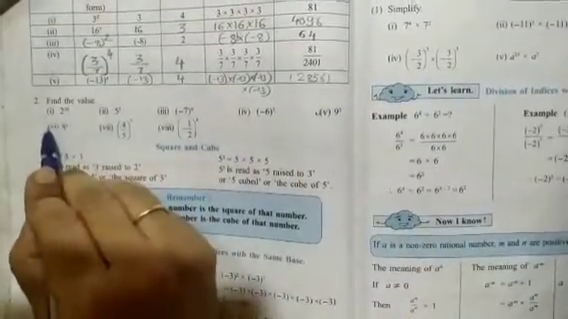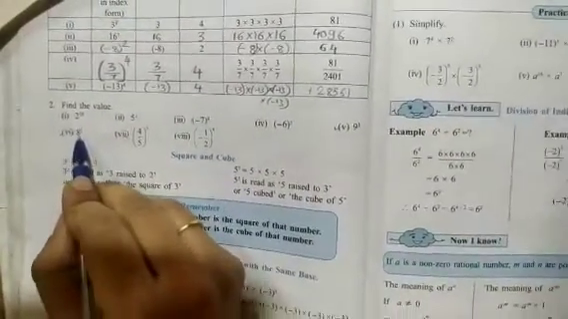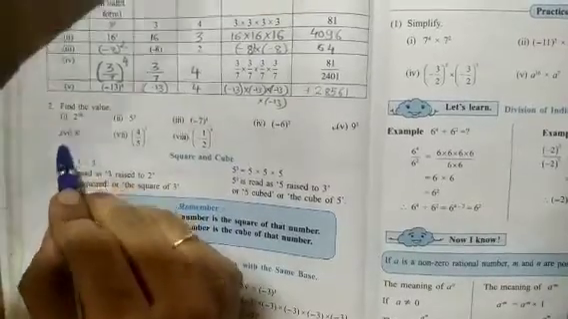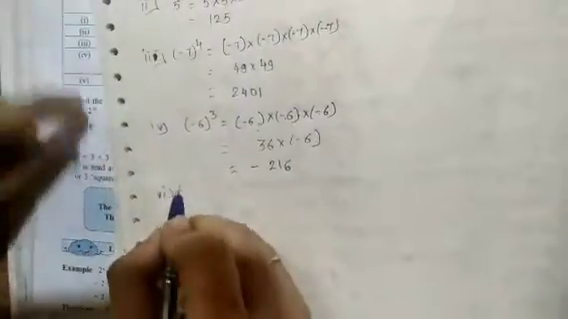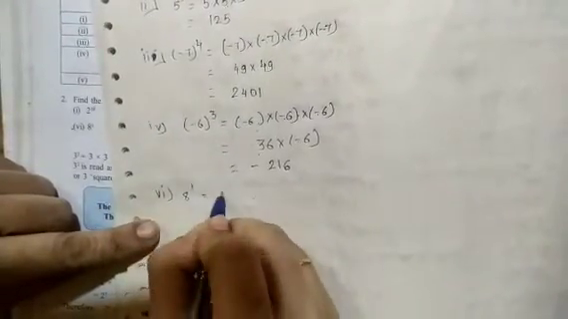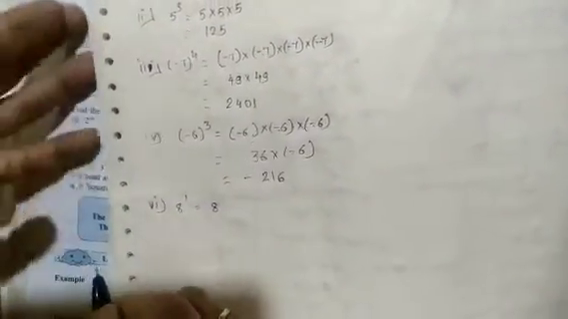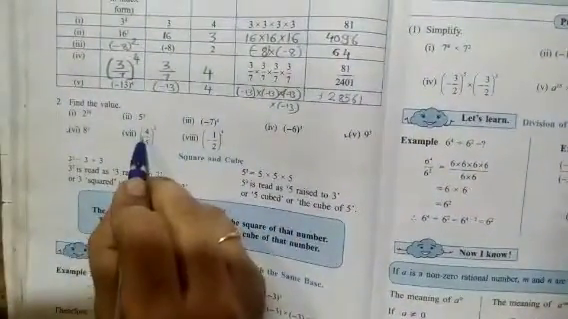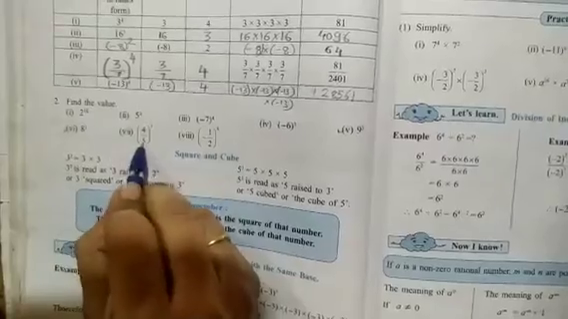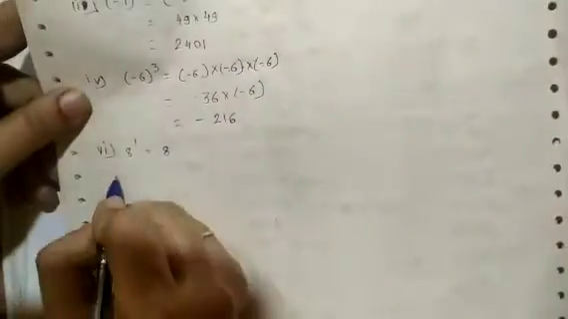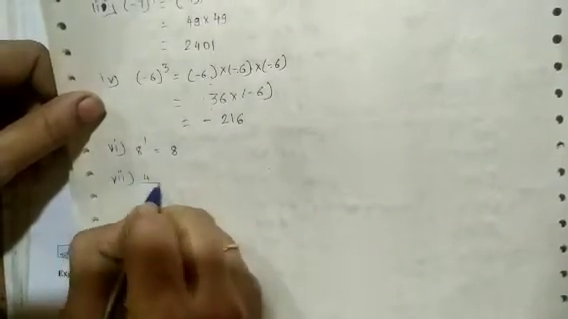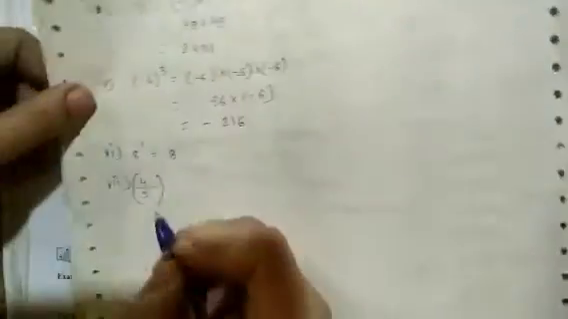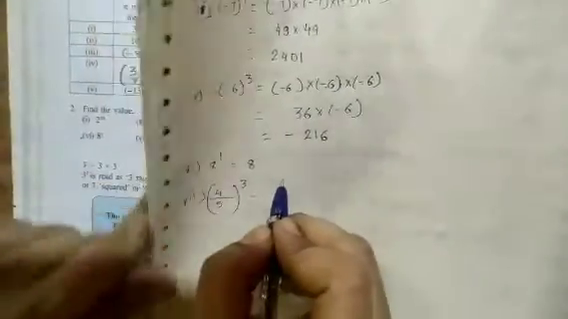Okay, similarly you have to solve the fifth one, sixth one. Now here you can see the index is 1. For the sixth one, what is that? 8 raised to 1 is equal to 8. This is your answer. Now in the next one, seventh one, 4 upon 5 raised to 3. Okay, this is your question.